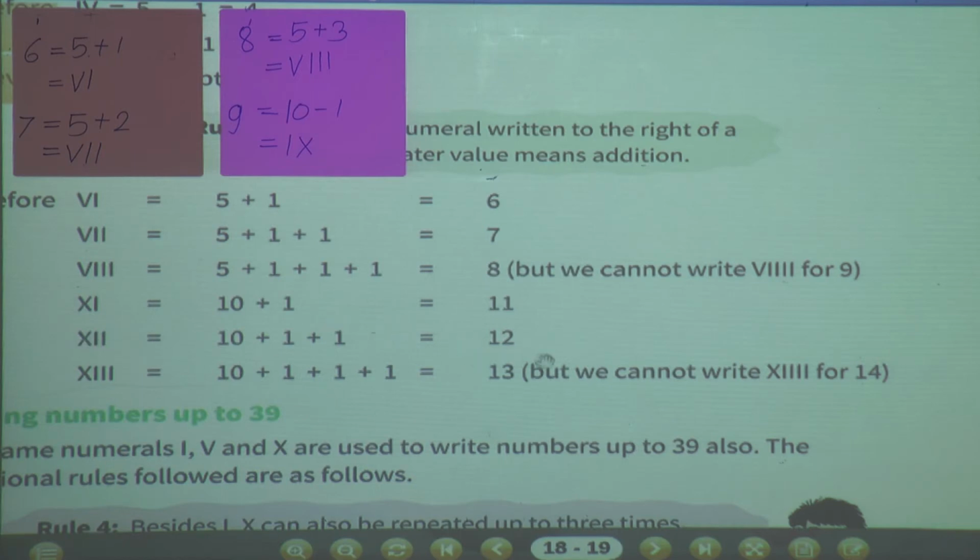Now see here, suppose we have to represent 13 by using the Roman number system. Then what you will do? Again 13 is equal to 10 plus 1 plus 1 plus 1. Then for 10 we are using X, and for 3 means 1 plus 1 plus 1 is equal to triple I. Means 13 is equal to X triple I.